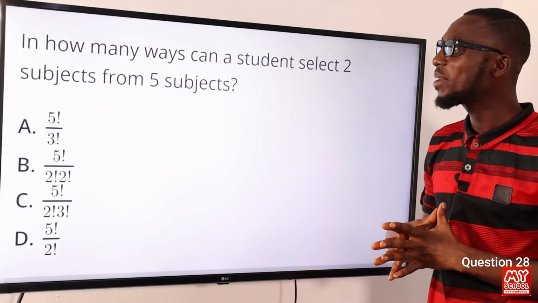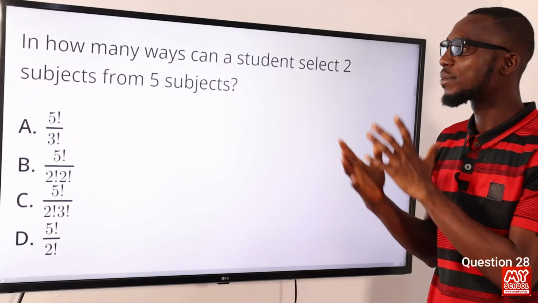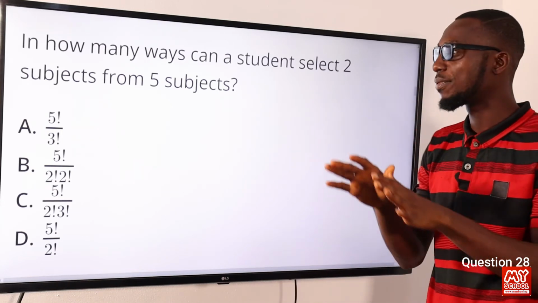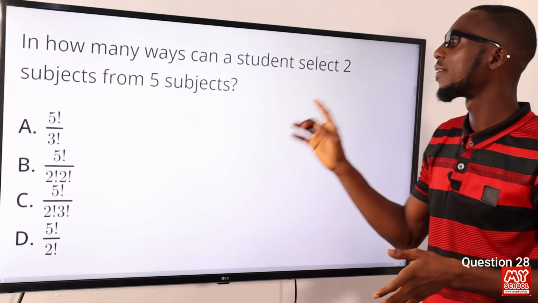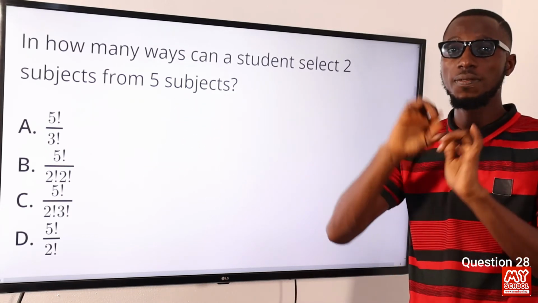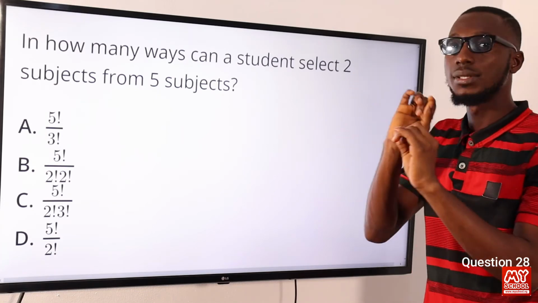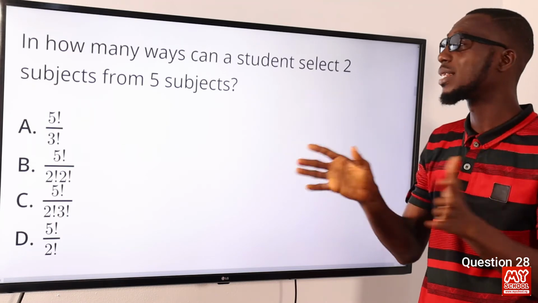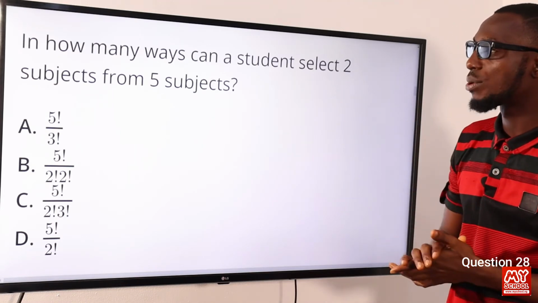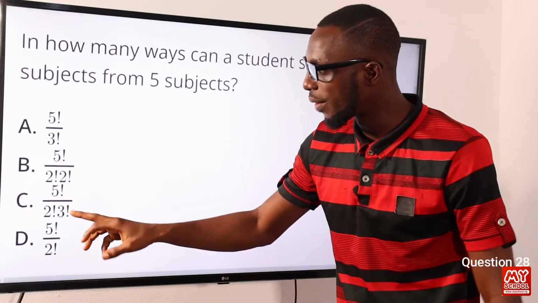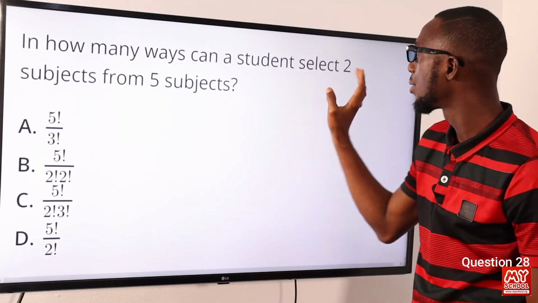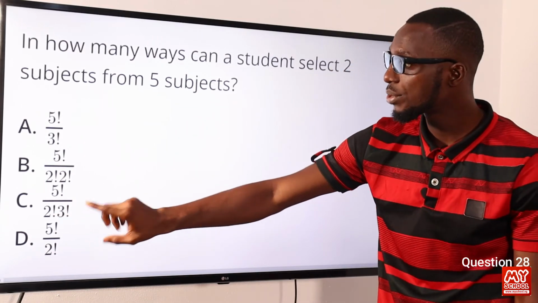28. In how many ways can a student select 2 subjects from 5 subjects? When you talk about selection, you're talking about combination, not arrangement or permutation. So for combination, that will be 5C2. So 5C2 means 5 factorial over 5 minus 2 factorial, that is 3 factorial, then 2 factorial. So that is 5 factorial over 3 factorial, 2 factorial. So where do we have that? We have that in option C. This is from 5 minus 2, that is the 3 factorial, then the 2 factorial. So the correct option once again is option C.